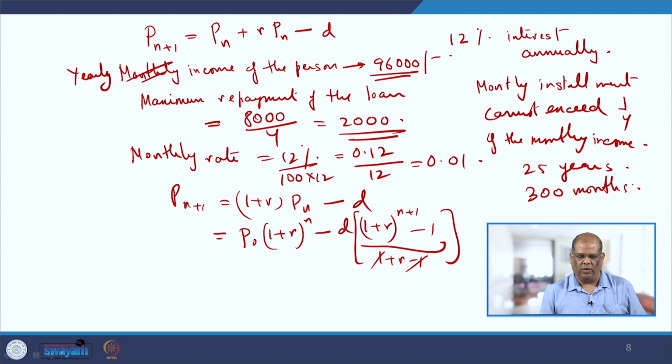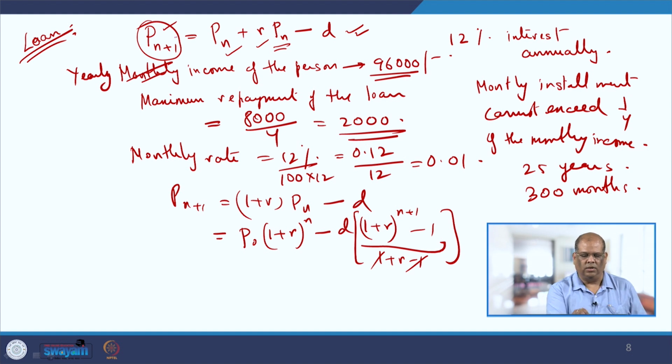So, if you sum up this problem, this is now a loan which has been taken from the bank. So, how does it work? This is the amount for the n plus 1th year, this is the amount for the nth year. The bank will charge an interest of R on the principal that is there, minus the monthly installment. So, this is the monthly installment that you paid.